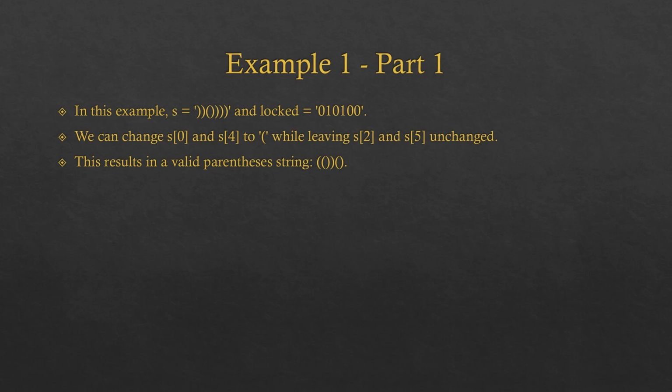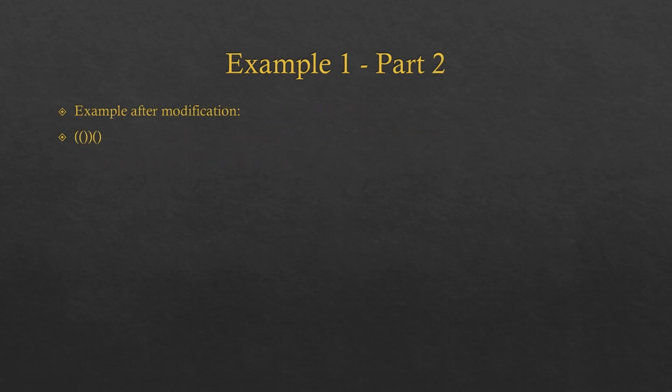Here we have example 1. The string S is given like this and the locked string is 010100. We can modify the characters where locked is 0. So we can change S0 and S4 to the opening parenthesis while leaving S2 and S5 unchanged, resulting in a valid parenthesis string like this. After modification, the string becomes this, which is valid. Notice how we transform the string to meet the required conditions for valid parentheses.